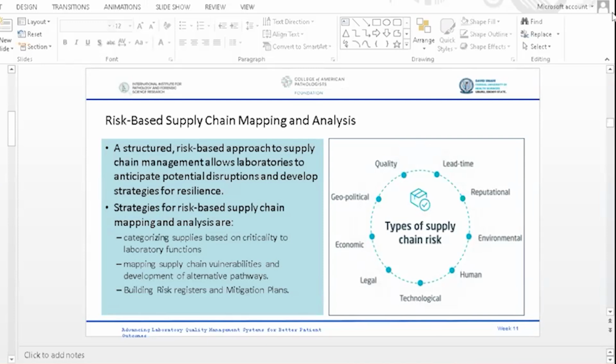If you look at the diagram here, you will see the types of supply chain risk, such as quality, lead time, could be reputational, could be environmental, it could be human. Okay, it could be as a result of human error. It could be technological, it could be legal, and it could be economic, it could be geopolitical.